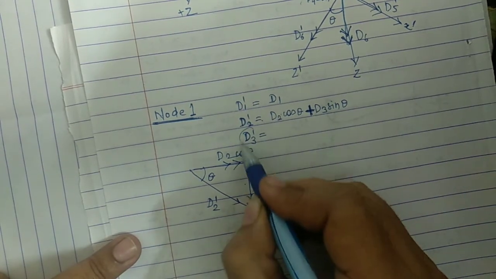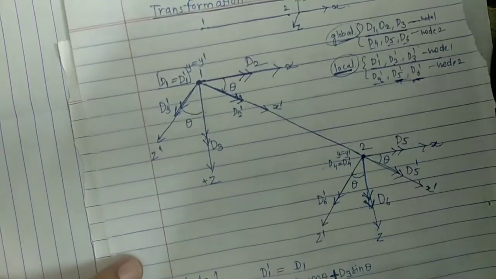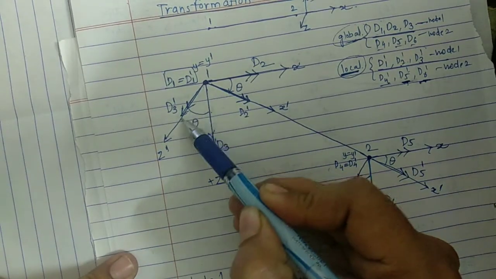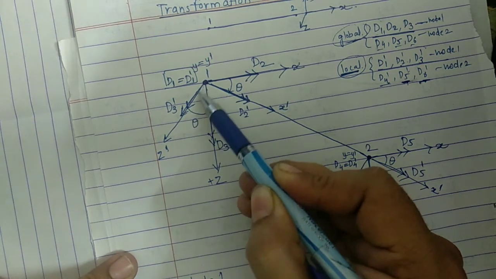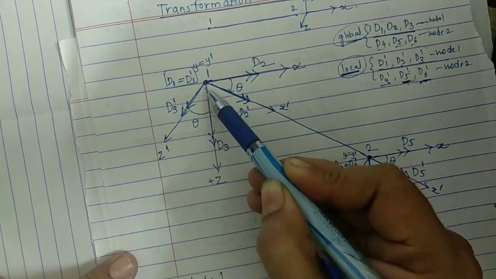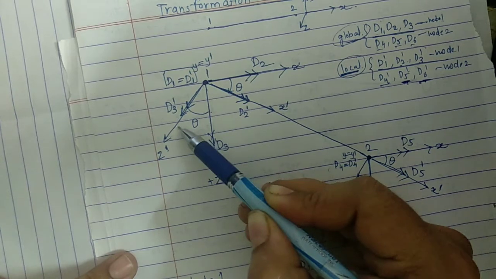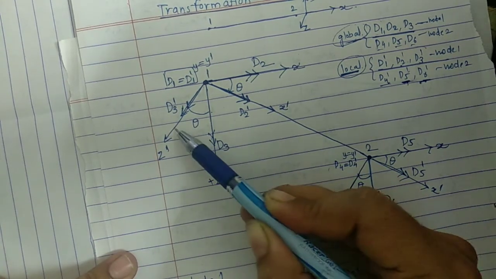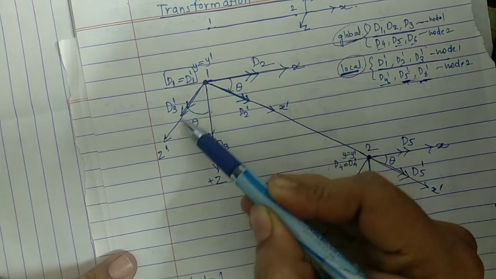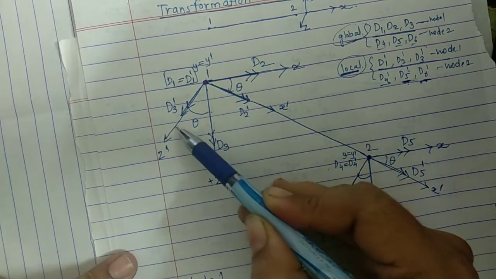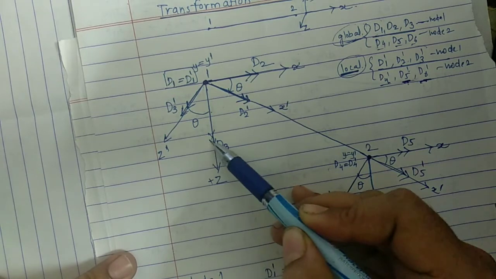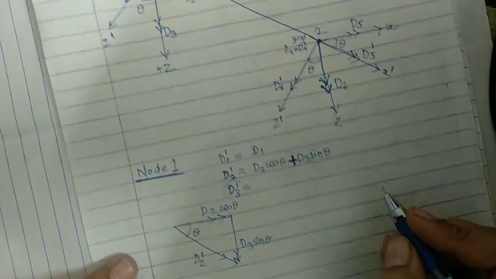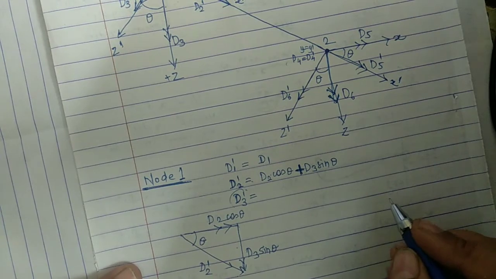Now the third one, d3 dash. So again in this figure, this is your d3 dash. Make this the hypotenuse. So d3 dash, this is the line d3, and here there should be one line so that it forms this right angle triangle. Okay, hypotenuse, this line and this line. So this way we have to draw the figure.